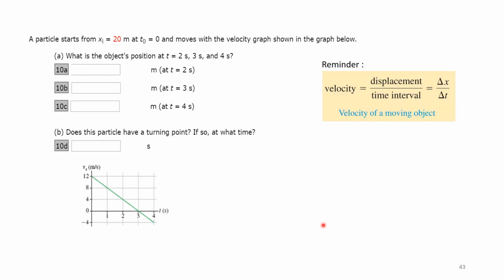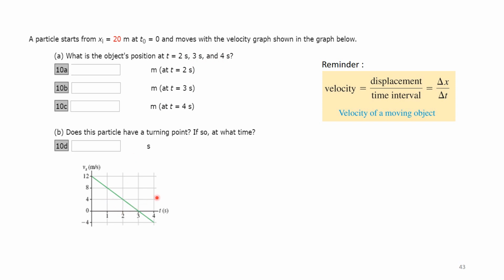All right. So let's do this example. We have a particle starting at x equals 20 meters. So that's the initial position at initial time of 0, and moves with the velocity graph shown here. So this object has an initial velocity of 12 meters per second, then slowing down, and it goes to 0 velocity. So it stops at time 3, and then has a velocity in the negative direction. It moves in the opposite direction. We are trying to figure out the position of the object at time 2, 3, and 4 seconds.